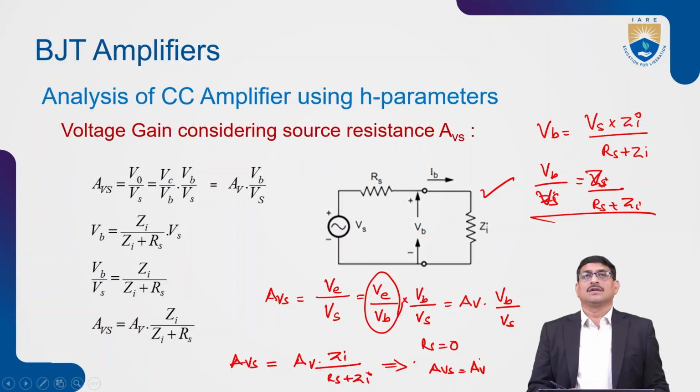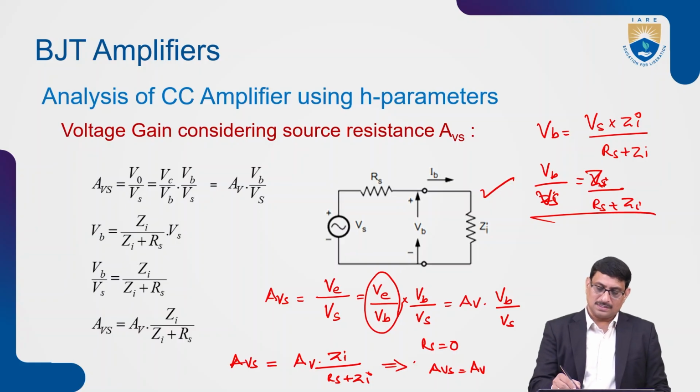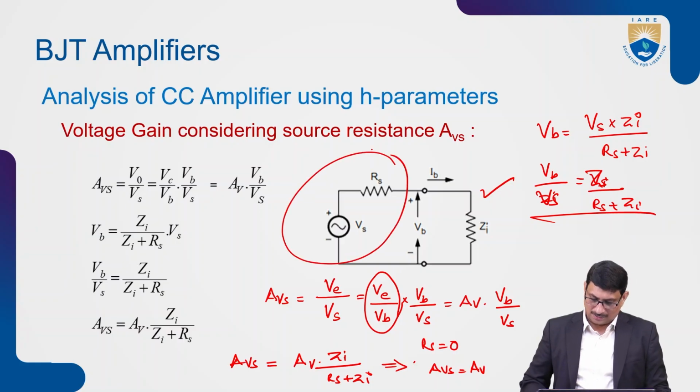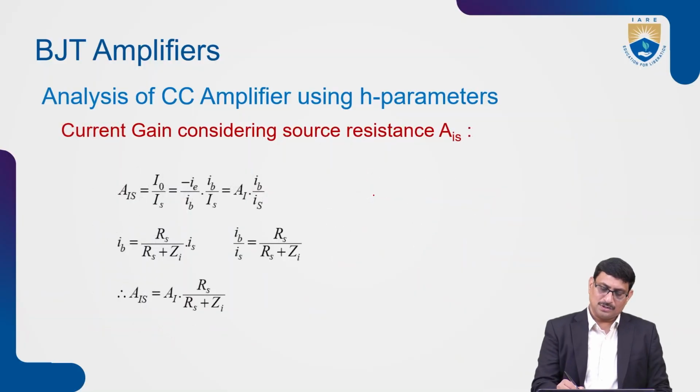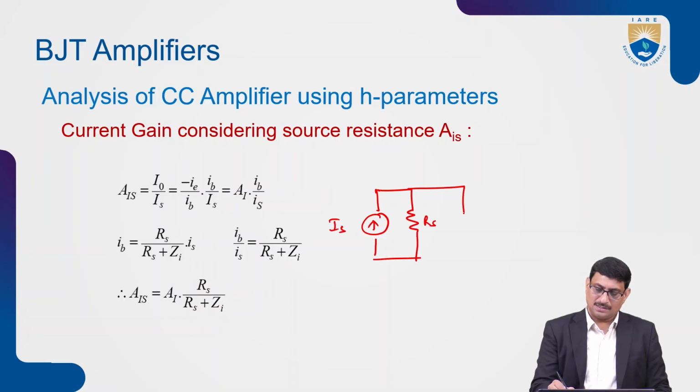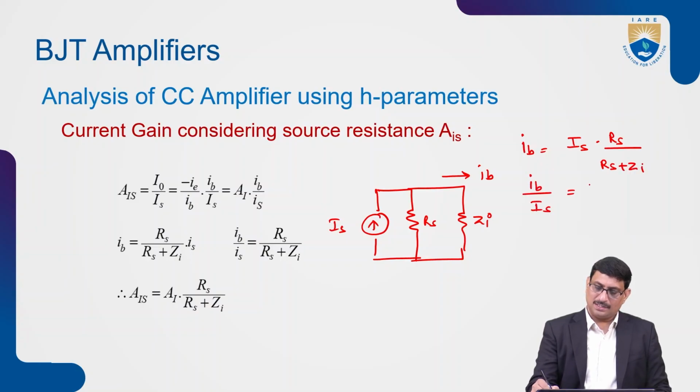In a similar way, we will calculate the current gain by considering the source resistance. To calculate the current gain by taking the source resistance, I will convert the voltage source into a current source. Then if I convert the voltage source to the current source, the resistance will come in parallel to the current source. This is IS, this is RS and this is Zi. Through the Zi, the current flowing is IB. The current through the Zi is given by IB equal to total current into opposite resistance divided by the total resistance. Or from this, IB divided by IS is equal to RS divided by RS plus Zi.